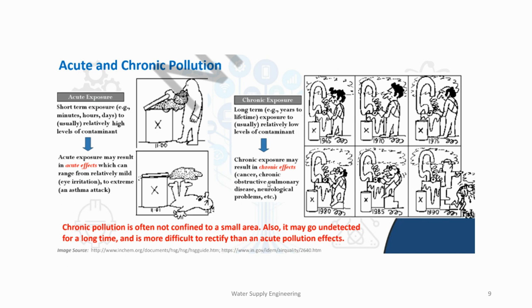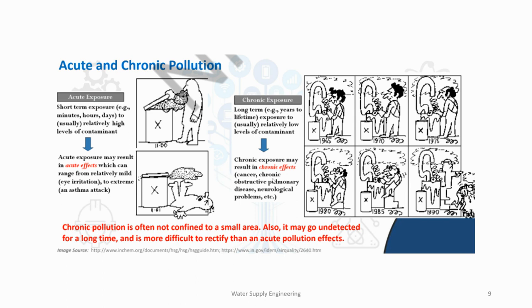So, acute exposure or short term exposure basically means minutes to days, and this will only result in acute diseases. The maximum extreme possible from an acute exposure is asthma.